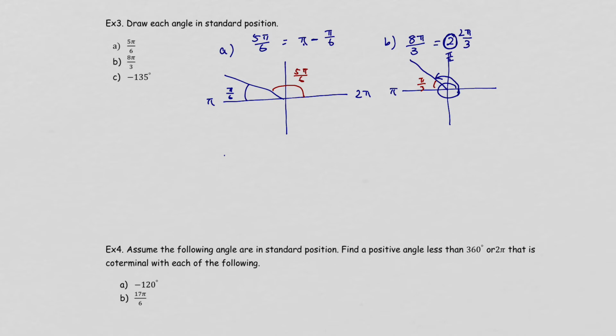When we have a negative angle, go backward. Remember, this is a positive angle, and going this direction will be a negative angle. So let's get rid of it. Negative angle goes clockwise. 135 degrees should be somewhere here. So this right here is going to be negative 135 degrees.